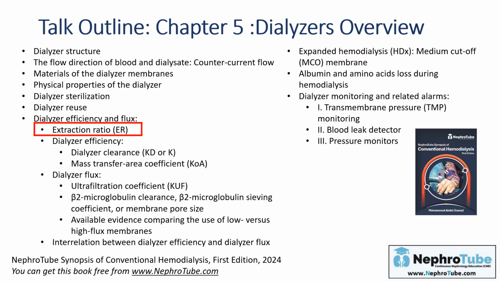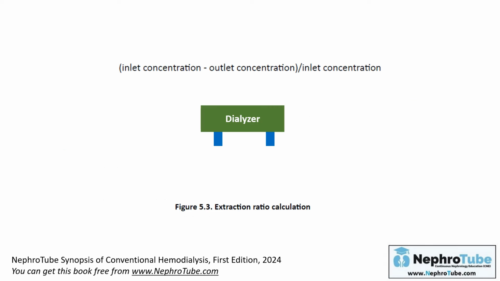Again, before going into the details of efficiency and flux, especially dialyzer efficiency, I want to talk about what is called extraction ratio. Extraction ratio is the percentage reduction of a solute across the dialyzer. And it is calculated as inlet concentration minus outlet concentration divided by inlet concentration.